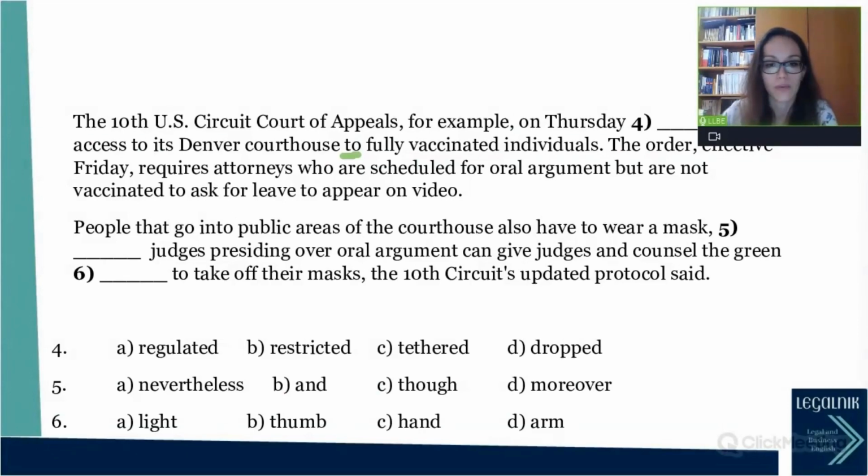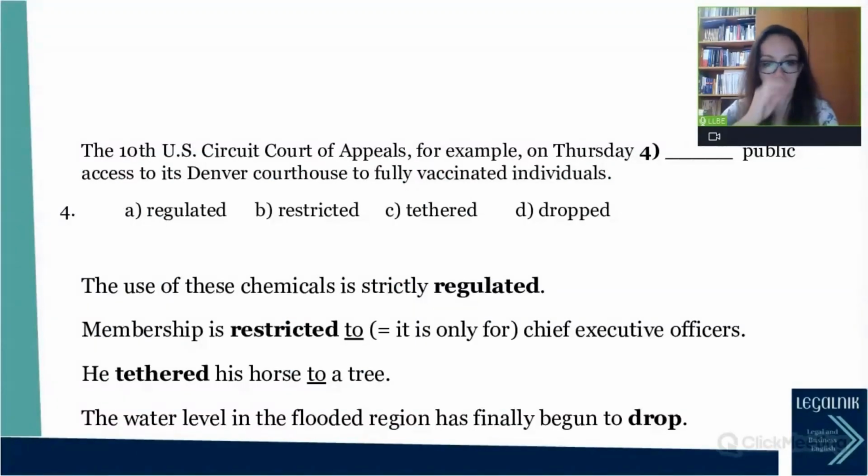So if we have a look at these sentences here, we've got: the use of these chemicals is strictly regulated. Then we just mean that something is regulated or not regulated. So we've got some kind of rules, provisions about that or not. So here we cannot say that this was regulated to somebody. So this word doesn't make sense in this sentence. It's not correct. The second one is restricted, and the sentence that we've got here is: membership is restricted to chief executive officers. Membership is restricted to them, so only they can have this kind of membership. It is only for them.